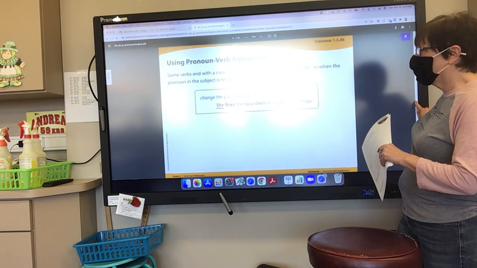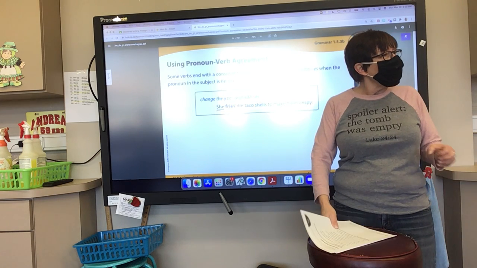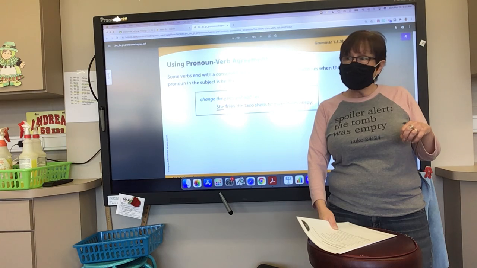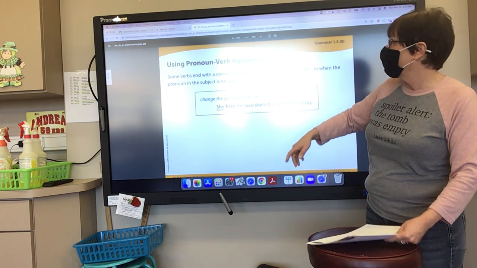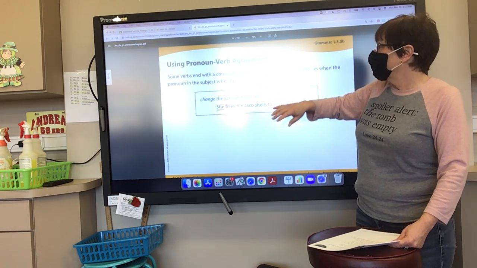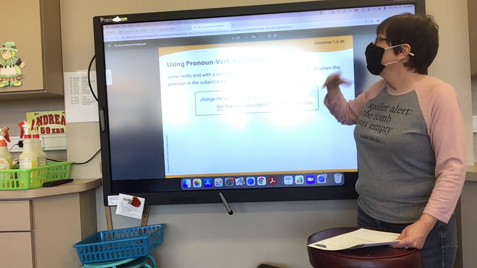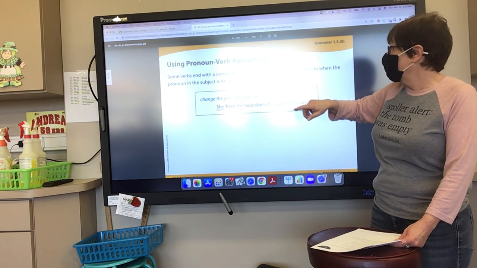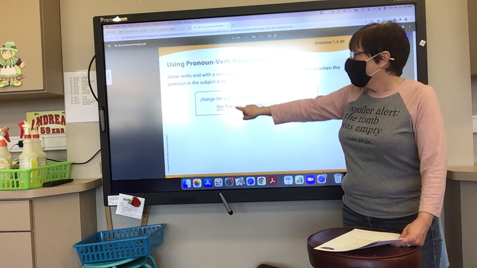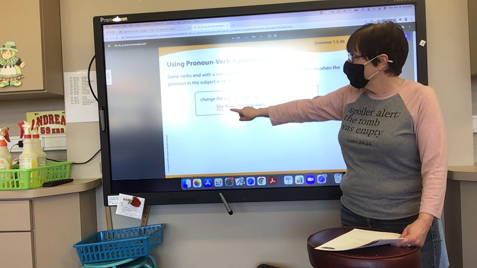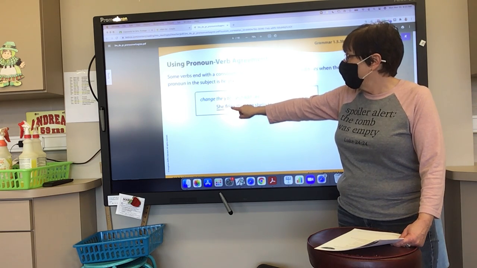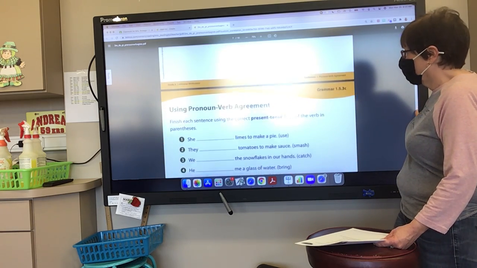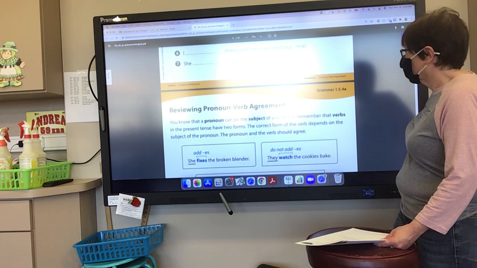This seems like a lot of rules, but they are pretty easy rules because we're used to hearing it. So this is one of those grammar rules that makes sense to us because we hear it spoken all the time. Some verbs end with a consonant and y. We change the y to an i and add es. She fries the taco shells to make them crispy. This would be fry, but we have to change it because we have the pronoun she, fries, F-R-I-E-S. Easy peasy, lemon squeezy. Okay, boys and girls?